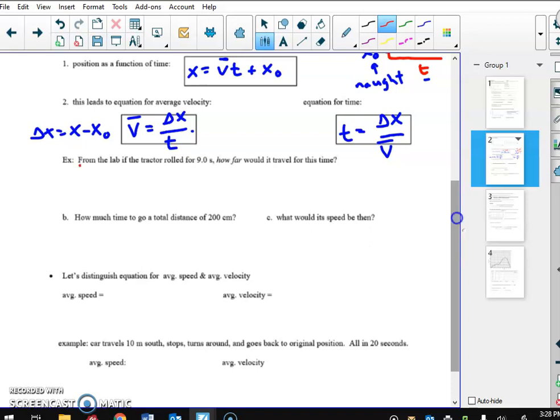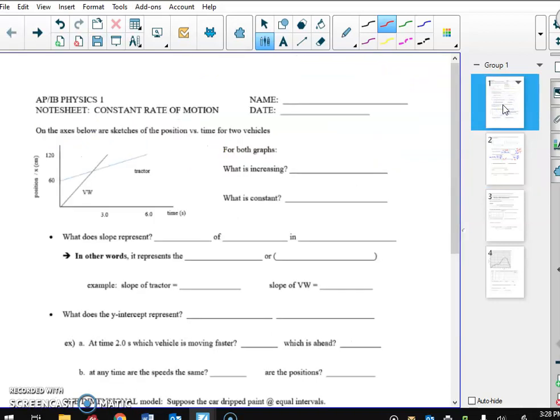So let's say we got information right here. From lab, the tractor rolled for 9 seconds. I'm going to label that as a t. So I'm just starting to label everything in terms of what they represent. This is super important. How far? So that's x. That's my question mark. Would it travel in this time? Well, we need information. So we're assuming something about the speed of the tractor. So let's put down the average speed of the tractor, and it was constant, is, I think we settled on, darn it, I can't remember from the previous tutorial.